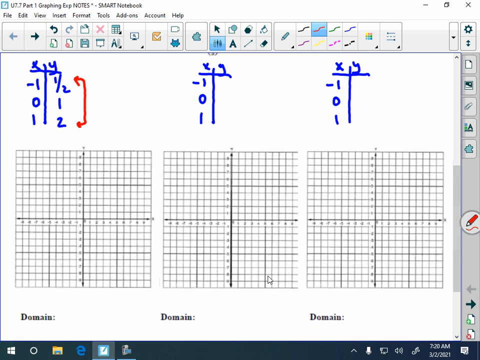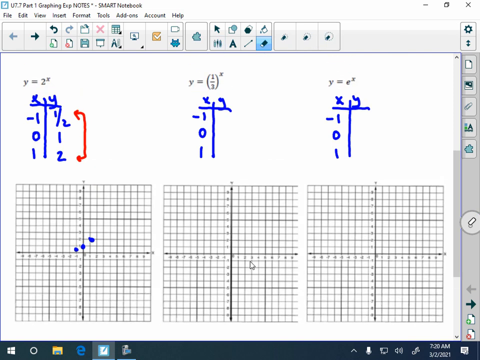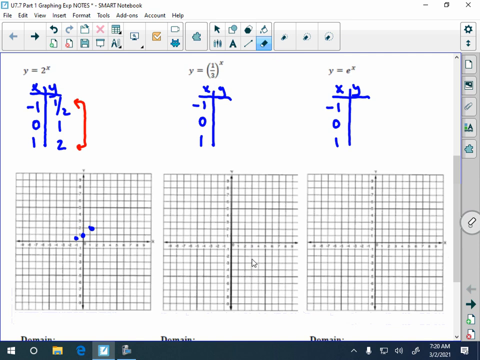If we plot the graph, we have -1, positive a half, then 0, 1, and then 1, 2. Then we make sure that we understand what the shape looks like. This is exponential growth because that 2 is bigger than 1. So if we connect these, it'll look something like that.